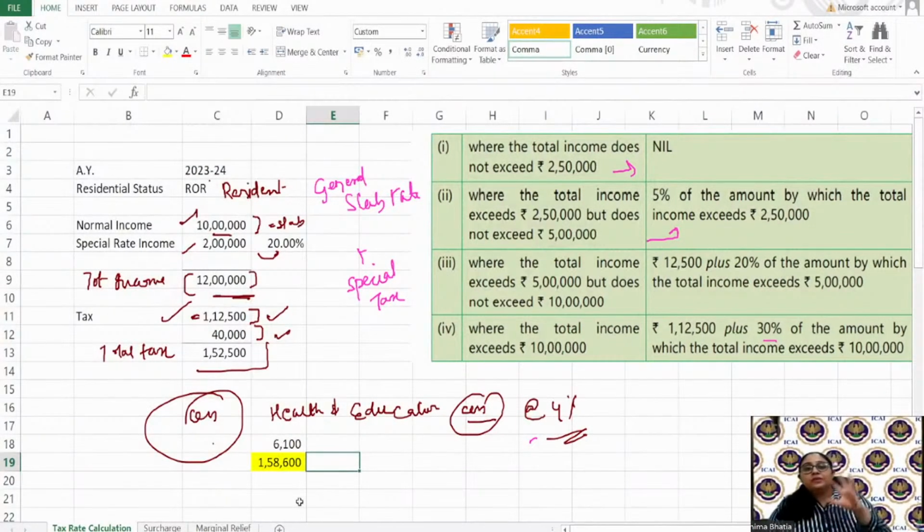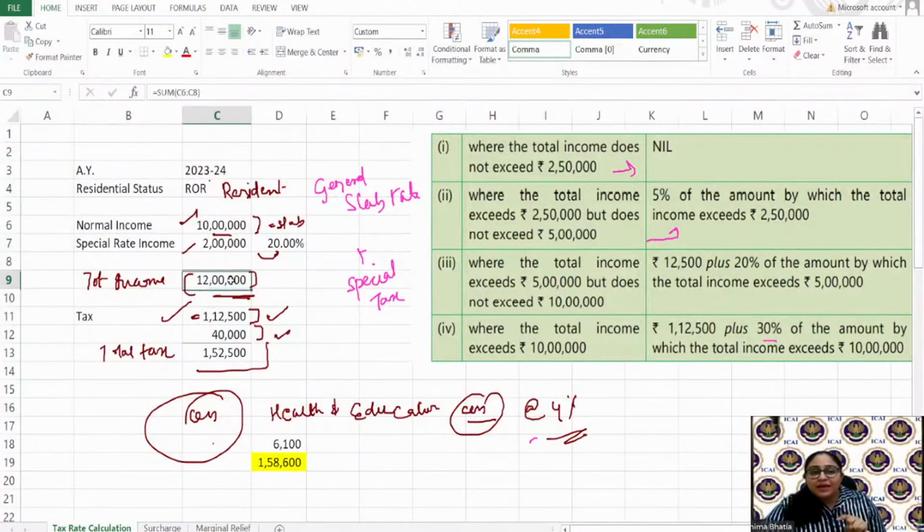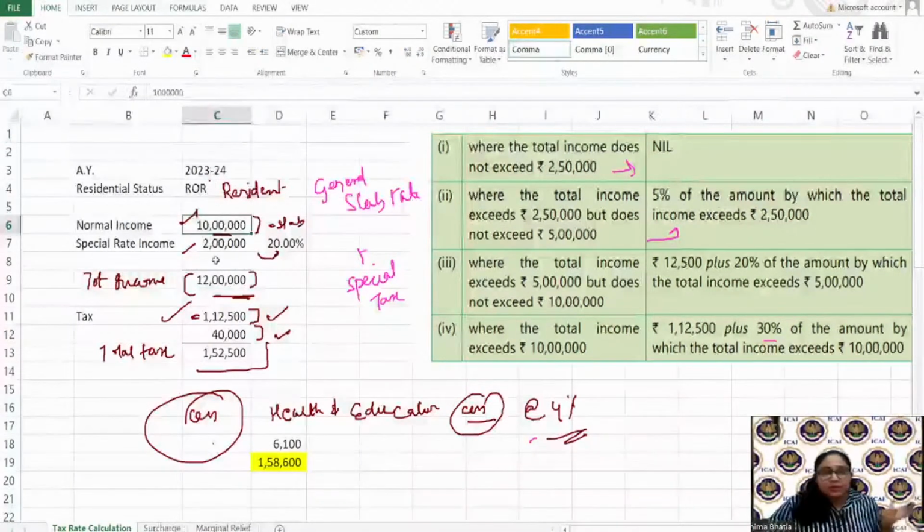So quickly tell me, you have learned how to calculate tax by combining slab rate and special tax rate. Just do not apply the slab rate on the 12 lakhs. You have to apply the slab rate on the normal income, and special tax on special income. The tax of both will be summed up and total tax will come, and on that cess will be applied.